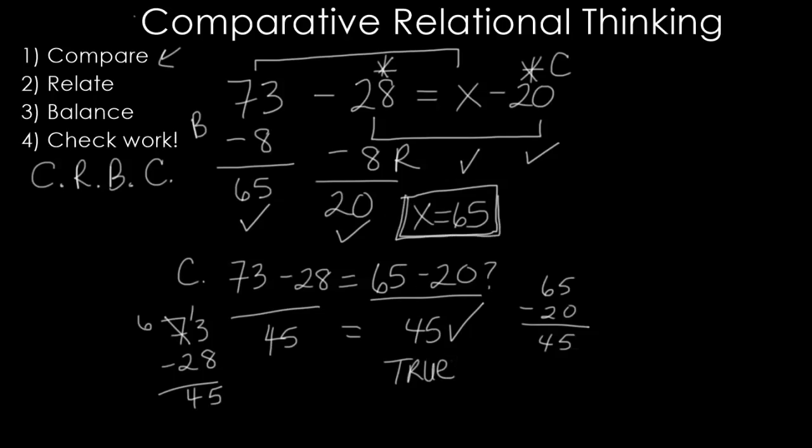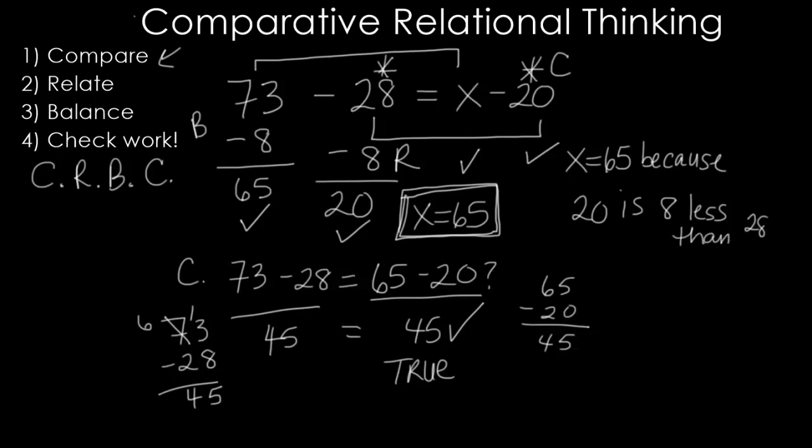So x equals 65. Okay, let's write down our reasoning. So x equals 65 because why? Because 20, okay, what does our comparison statement say? 20 and 28. 20 is what? 8 less than 28. So x must be, right, subtraction, same thing, 8 less than 73. And 8 less than 73 is what? 65. Very good. And that's our answer, x equals 65.